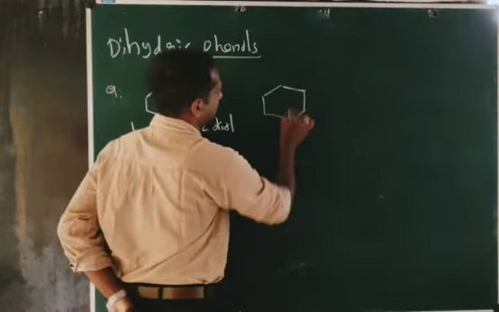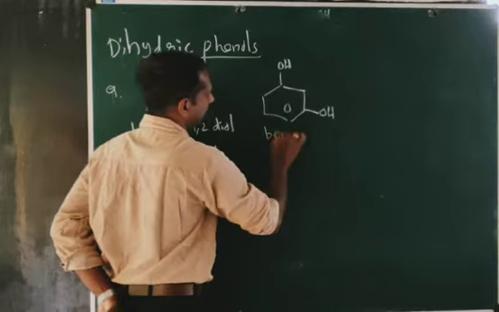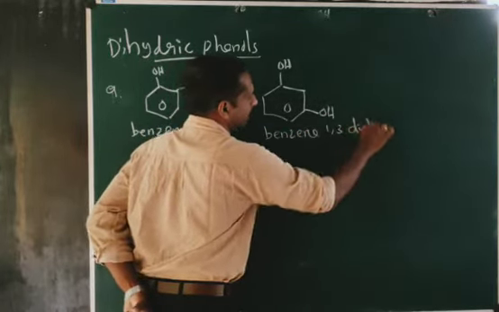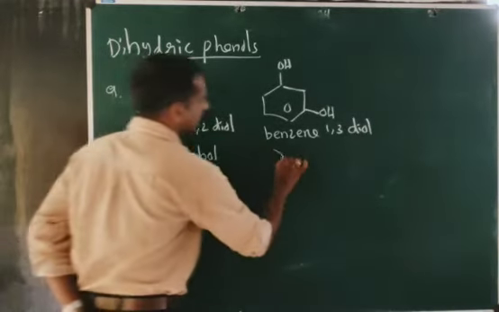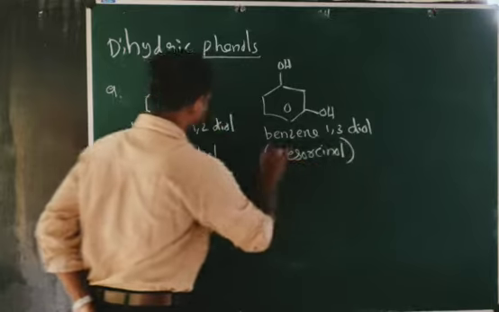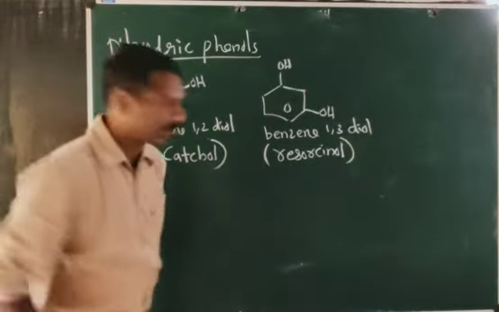Next is OH, and here is OH. What is this one? Benzene 1,3 diol, which is known as resorcinol. This is catechol, and benzene 1,3 diol is known as resorcinol.